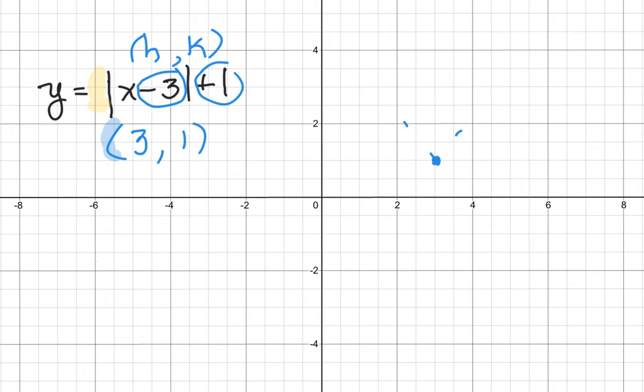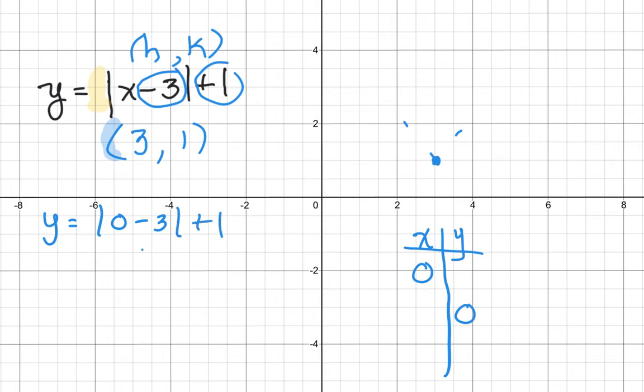Well, let me find, again, my x and y-intercepts. Find the x-intercept by letting y be 0. I find the y-intercept by letting x be 0. Let me find that y-intercept first. If x is 0, y will equal absolute value of 0 minus 3, plus 1. That's 3 plus 1, which should be 4. My y-intercept is at 4.